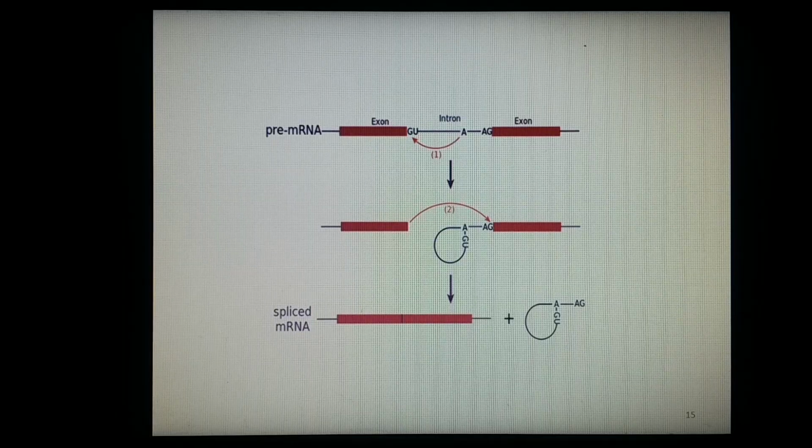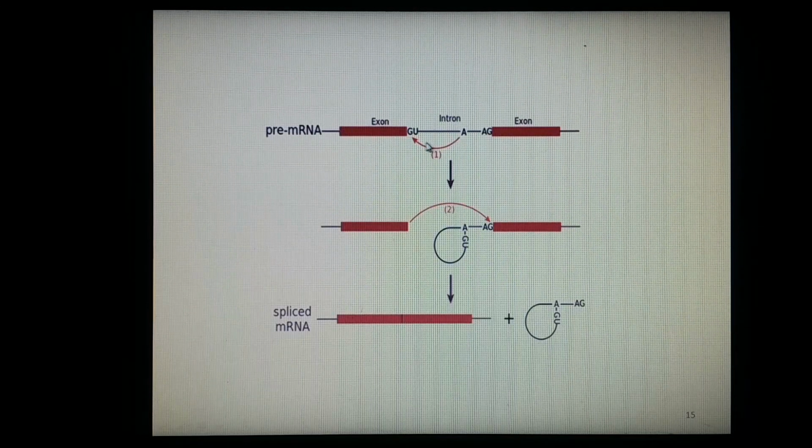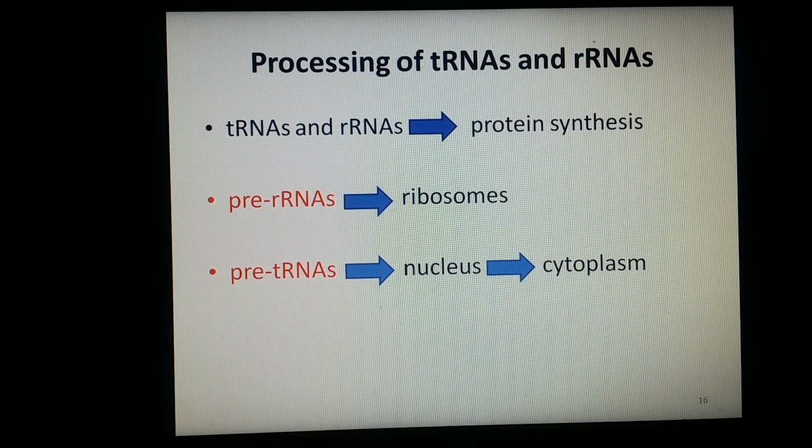Here it is in color form. You can see the two exons, and in between there is an intron. What happens is that this intron forms a lariat structure, and this lariat structure will be removed, and these two exons will join together. So this is the process. This was all about the processing of messenger RNA.